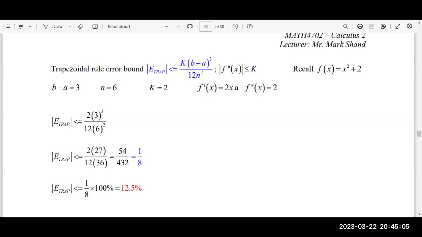Because when we find the first derivative of it, we're going to get 2x. So K is which part of the formula? Of this formula, right up here: K times B minus A all cubed over 12N squared. Sir, is it always 2? Remember, K is going to be from the second derivative. So when I find f dash of x, I'm going to get 2x. But I need a second derivative. So when I find the second derivative now, when I differentiate 2x, I'm going to get 2.